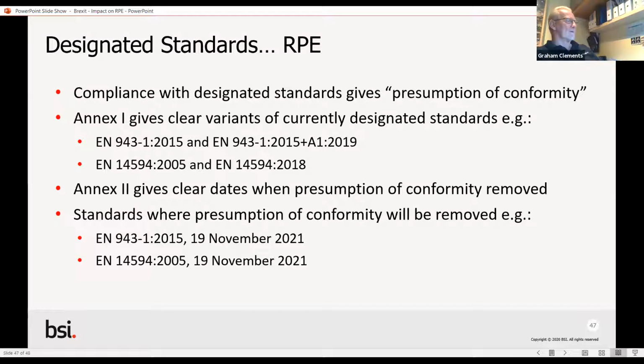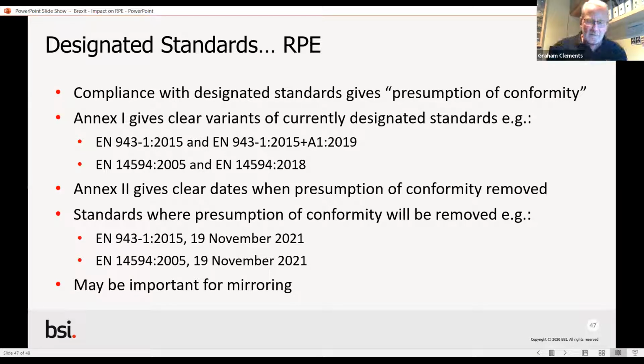And 14594, similarly, the 2005 version will also lose its presumption of conformity on the 19th of November 21 as a designated standard. So a very similar approach to Europe, but just a little clearer. And of course, as I said, that may be important for mirroring. So if you need to mirror and you've got a situation with any of these standards where you don't have compliance with the latest standard demonstrated through testing, then you may need to act quite quickly.